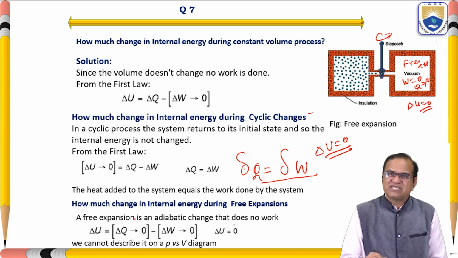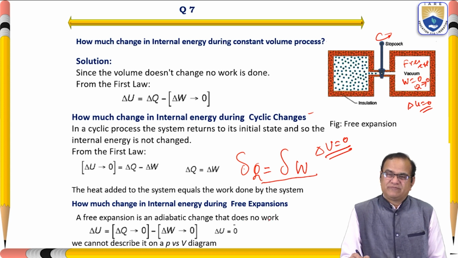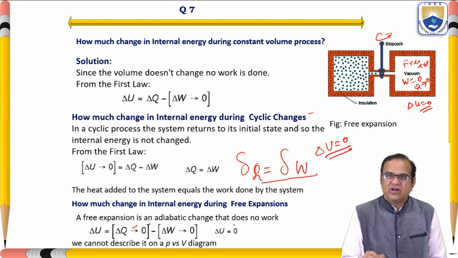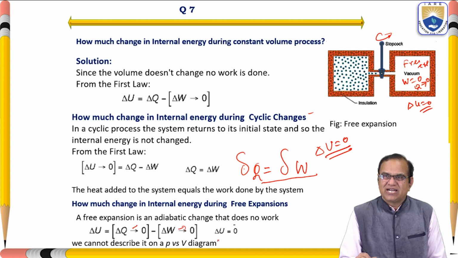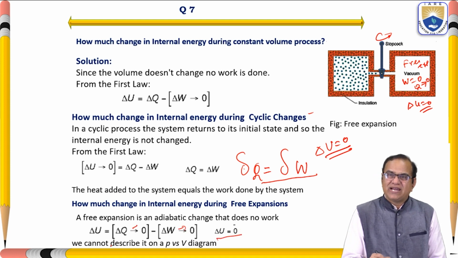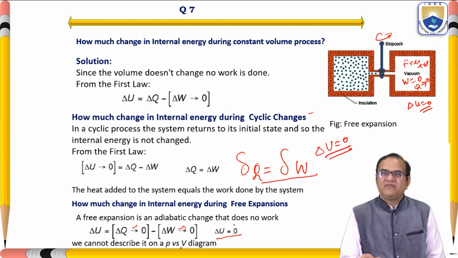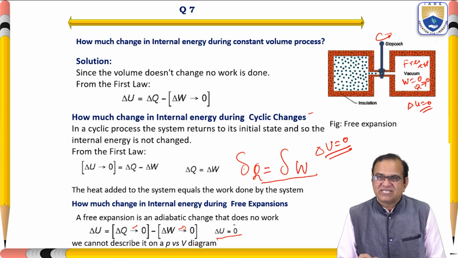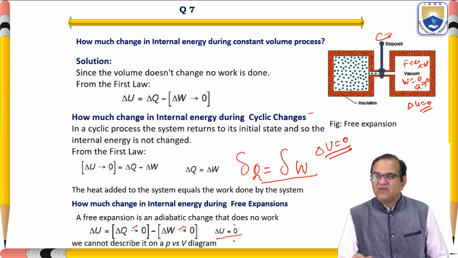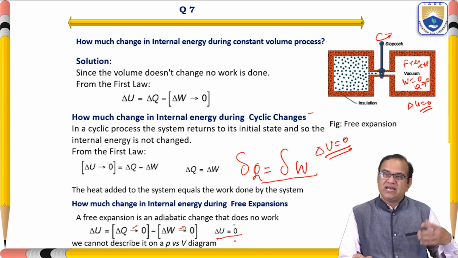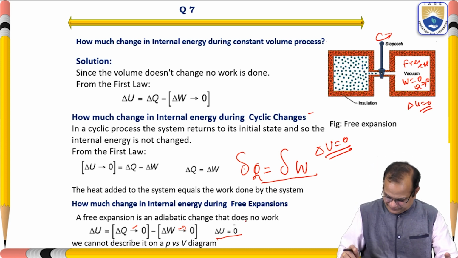Free expansion is an adiabatic change that does no work. So delta Q is zero, delta W is also zero, so delta U is also zero. So we cannot describe it on a P versus V diagram. We cannot describe this motion in the PV diagram.